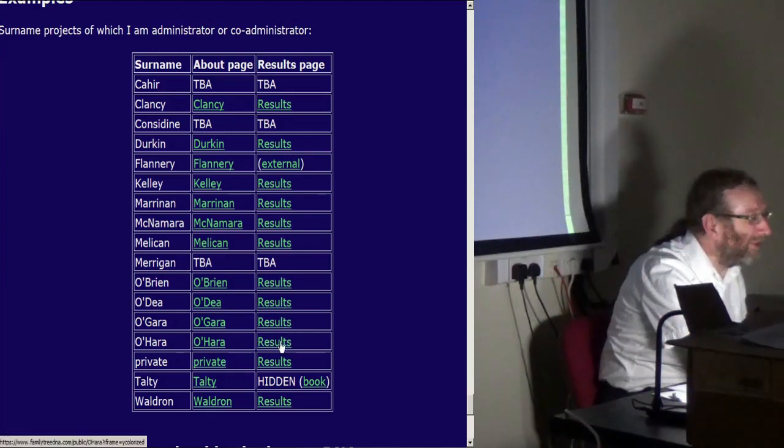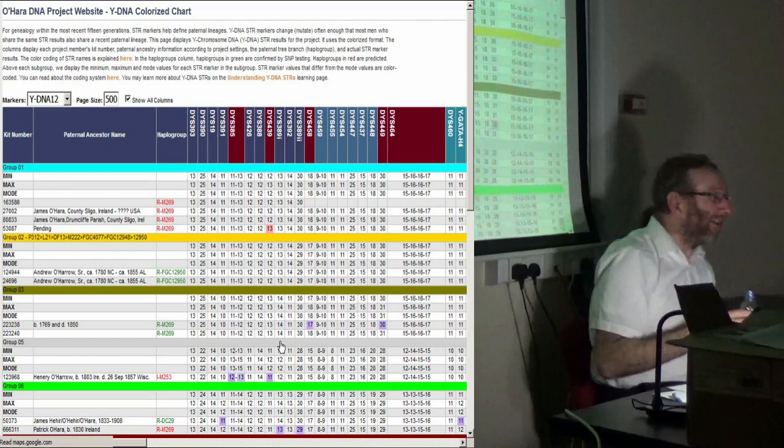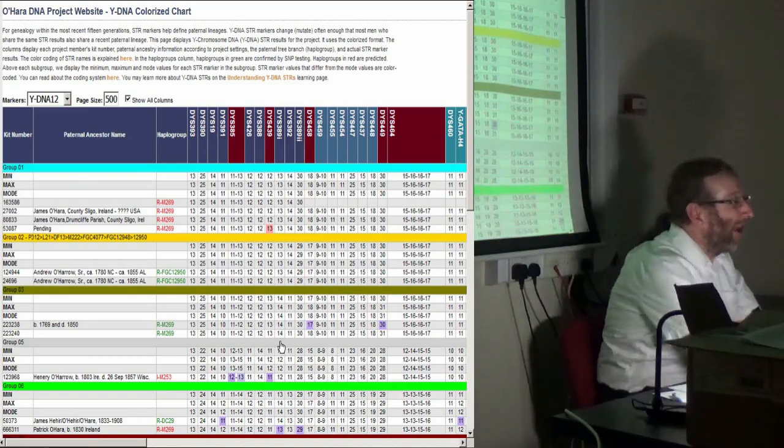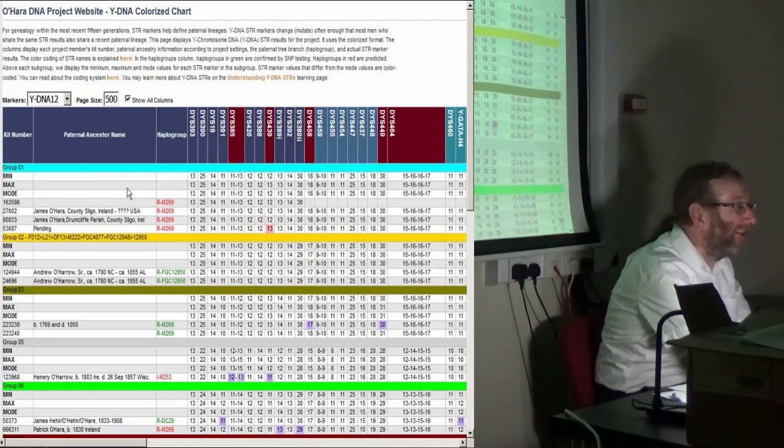Since Tony asked me to come here, I said I'd see was there an O'Hara project, and there is, and there's lots of Harrows, which seems to be a variant. That one popped up straight away. Some of these projects, the group titles don't tell you anything. Group 01 doesn't tell you anything about why these people are grouped together. I wish they would put some information in the group name about geography, SNPs, spelling variants, something to tell me why they're grouped with each other.